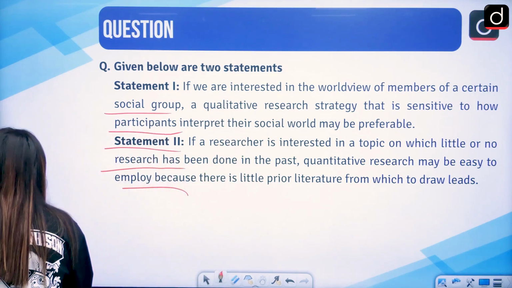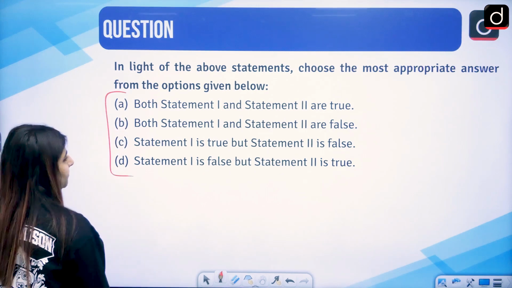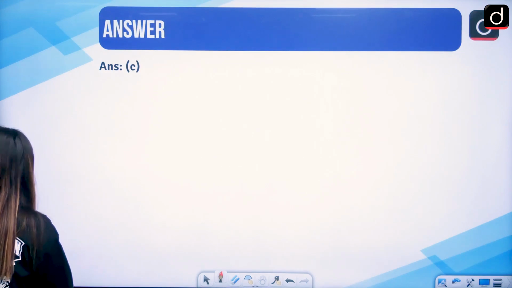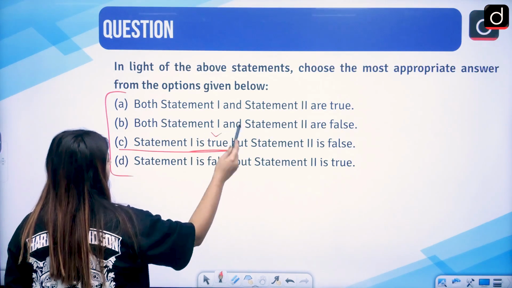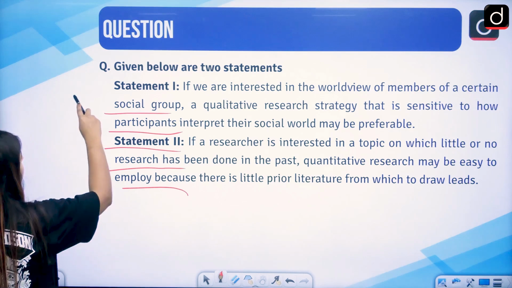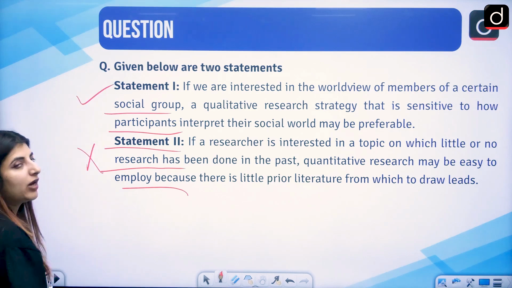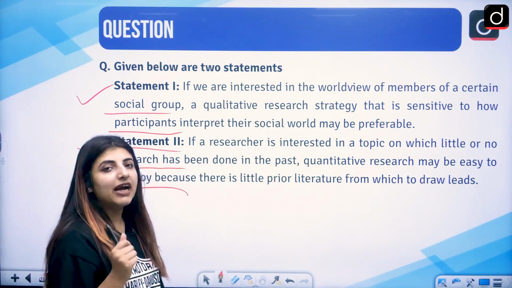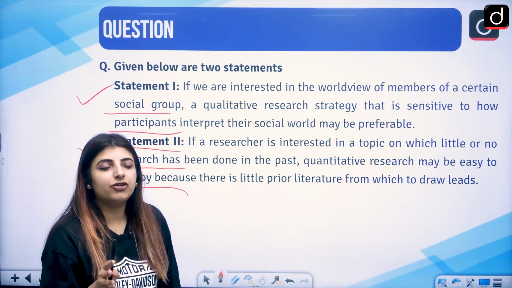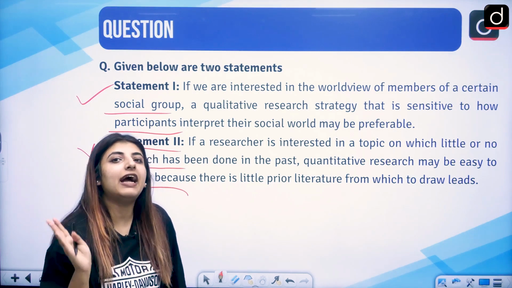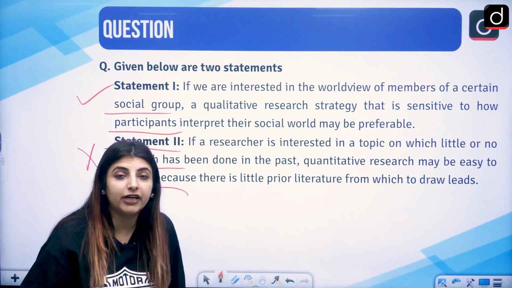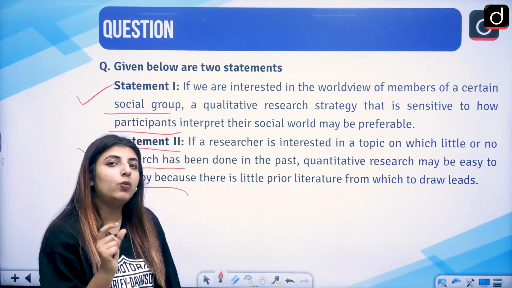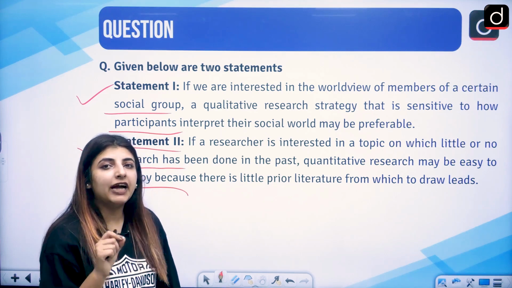The answer is, these are the options, of course. The answer to this question is option C, that is statement 1 is true, statement 2 is false. So this one is true, this one is false. Why do I say that statement 2 is false here? Because of the fact that any type of research, be it quantitative, qualitative, analytic, descriptive, exploratory, right? Any kind of research that you talk about will have to have some kind of literature review.